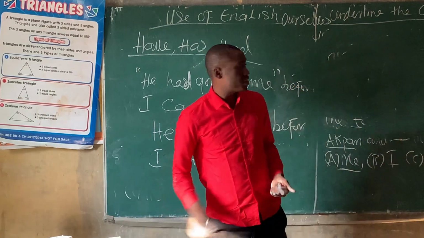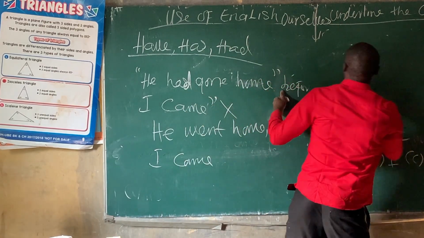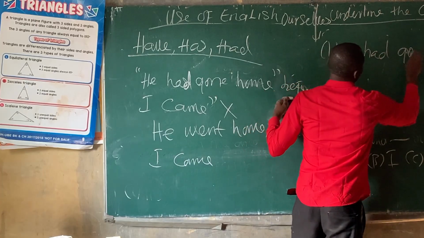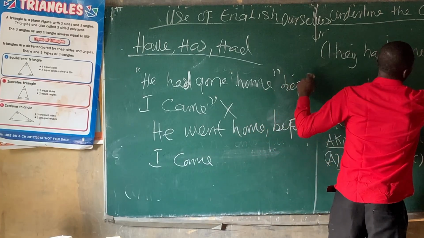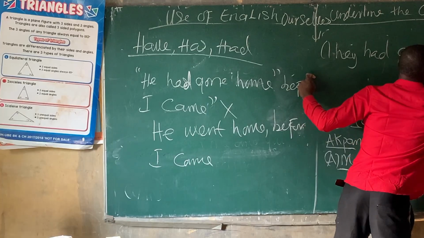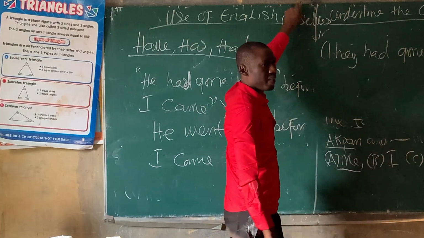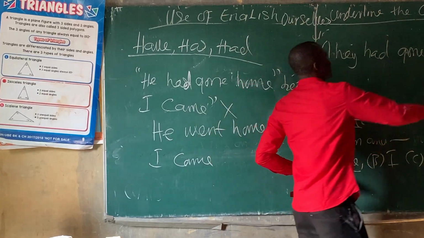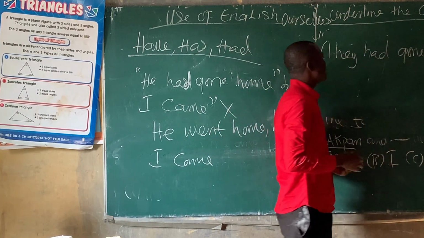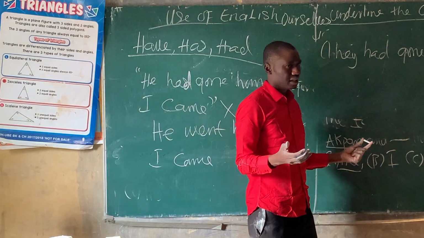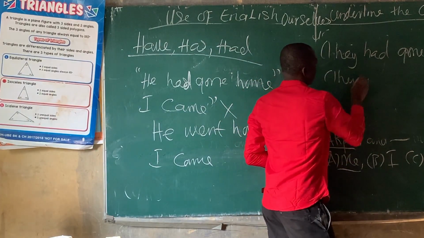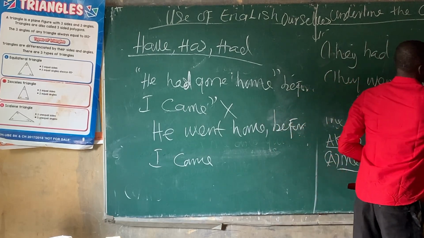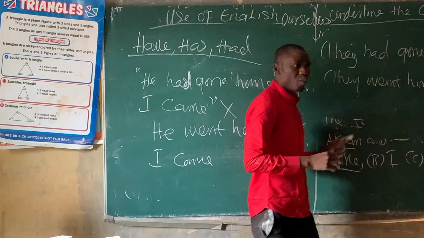Look at this. Very interesting. "They have gone home yesterday." Yesterday is a definite time. There's a time allocated to that. Now, this sentence is wrong. Rather you say, "They went home yesterday." Correct.